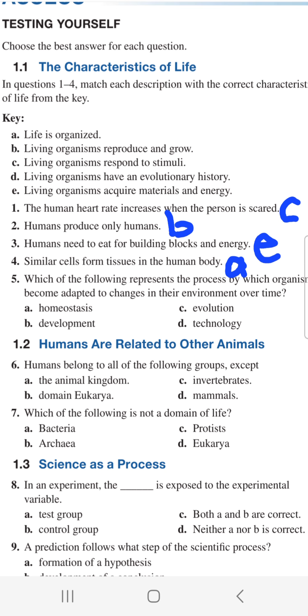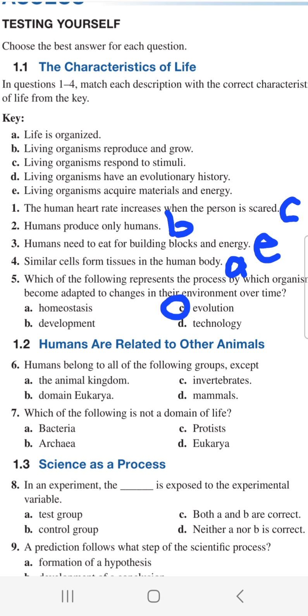Question number 5, which of the following represents the process by which organisms become adapted to changes in their environment over time? Homeostasis is the maintenance of a constant internal environment. Development is basically when you grow from a kid into an adult. Evolution: when living organisms become adapted to their environment, we say that this is a sign of evolution.